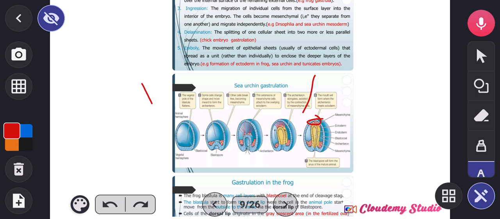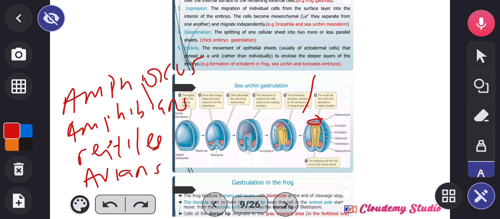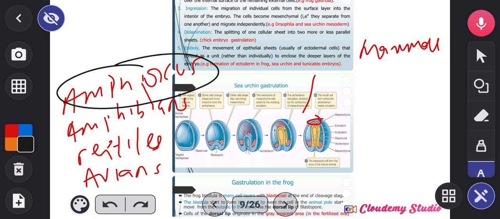So this will firstly be described as it occurs in Amphioxus. That's the first one we're going to describe. Then we'll move to the amphibians, then from amphibians to reptiles, then avian species, that is aves, then mammals. These are the ones we'll be doing in our next video. The next video, we'll be talking about gastrulation in Amphioxus. See you in the next one. Thank you.